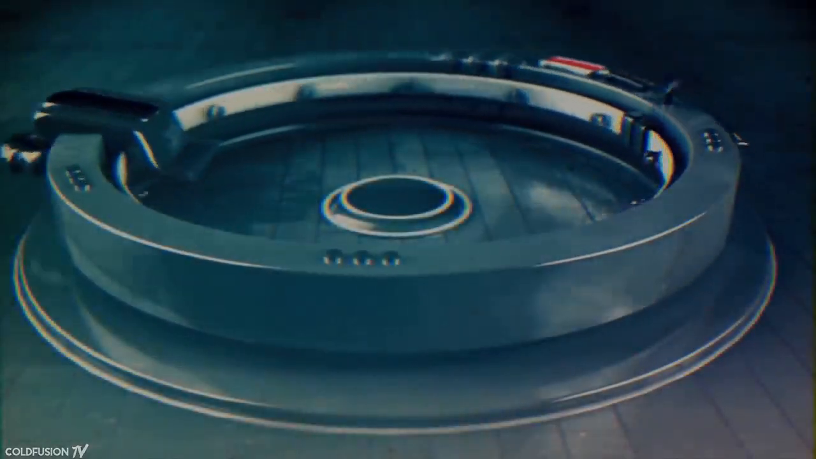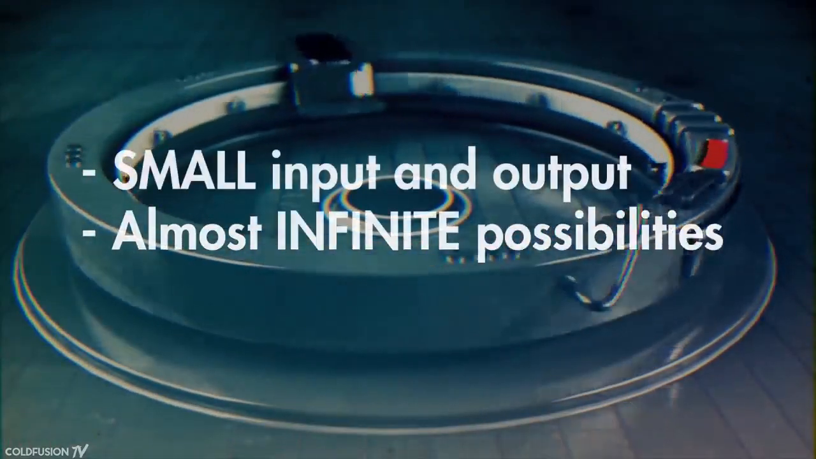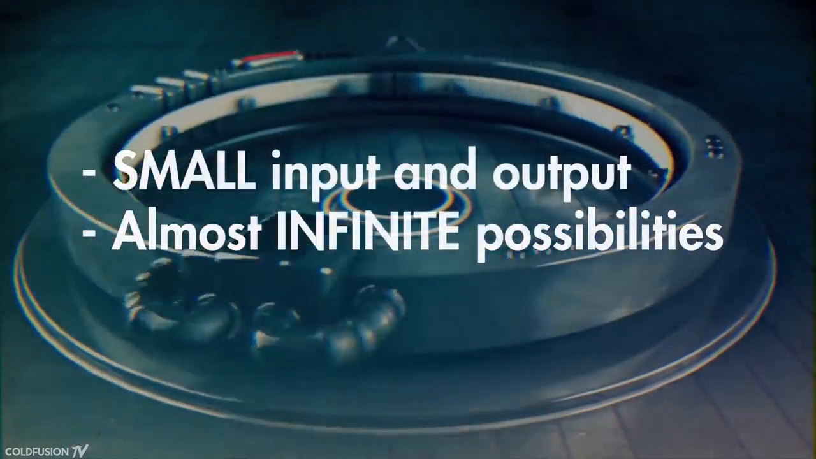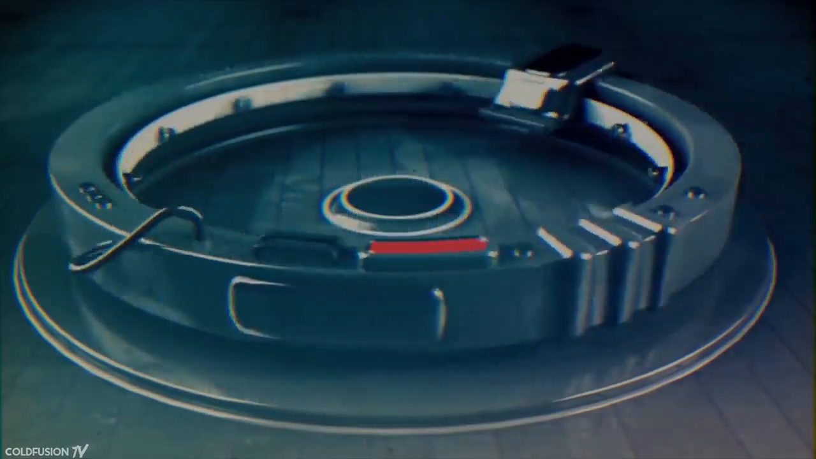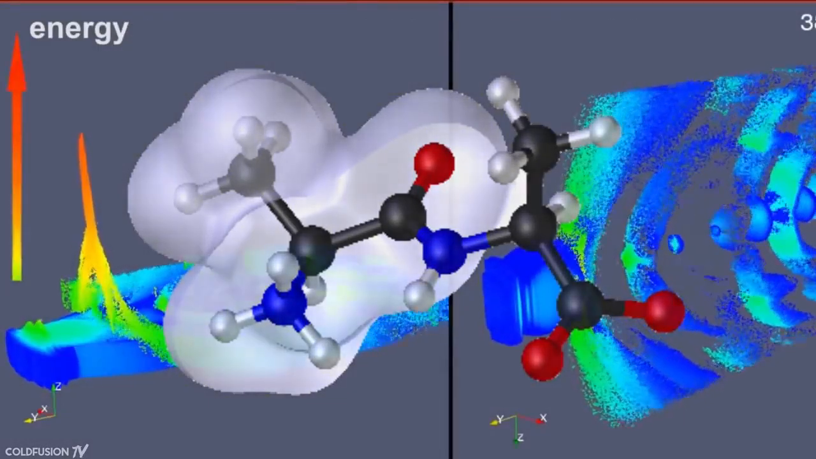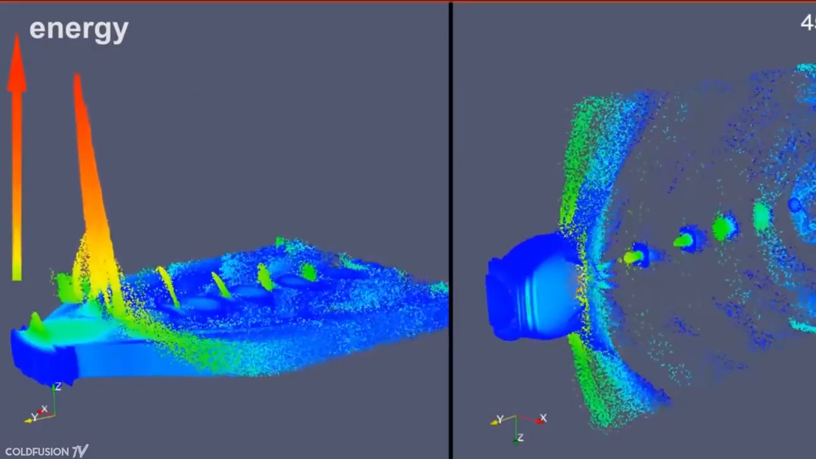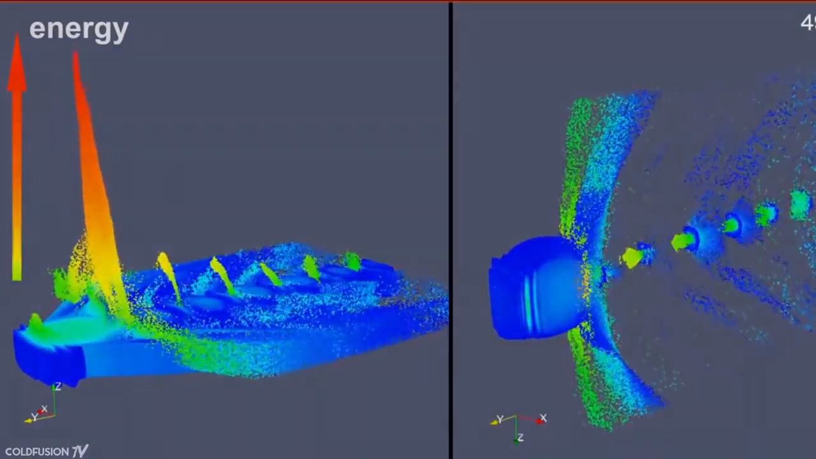So what are quantum computers good at? As it turns out, as far as we know, quantum computers are good at things that have a small input and output while having a vast array of possibilities. Let's take a look at a few examples to solidify this idea. So for modelling complex molecules, the input is the number of particles in their starting state, while the output is what happens after a given time. The possibilities of what happens in between that time are almost infinite.